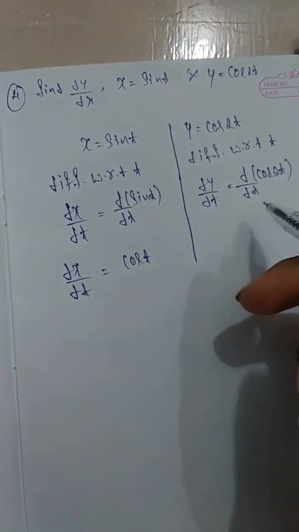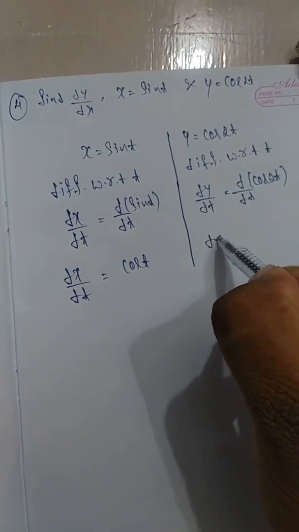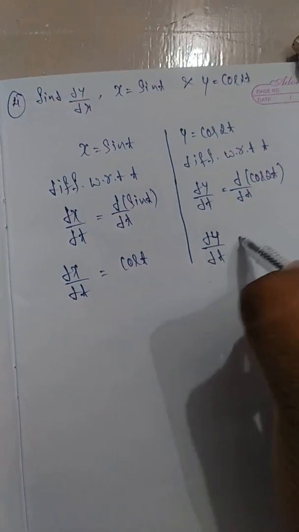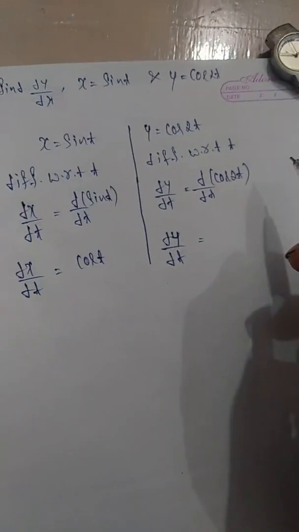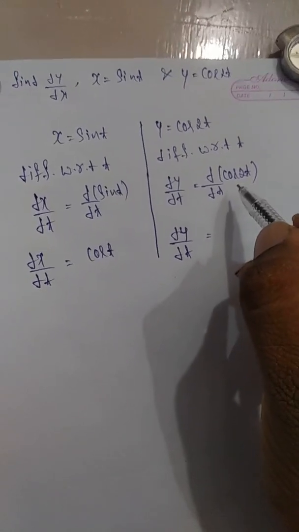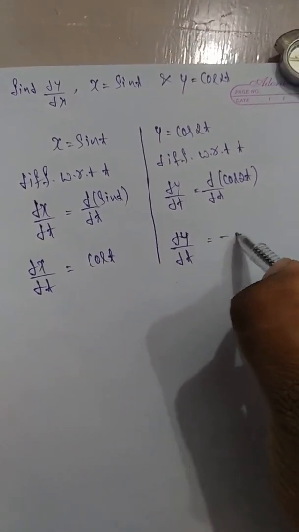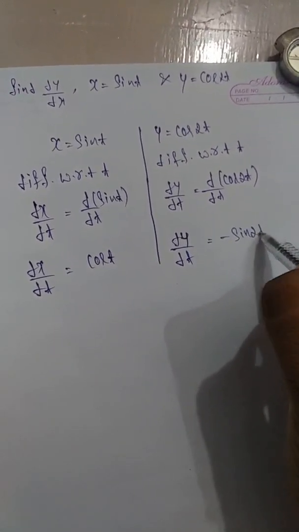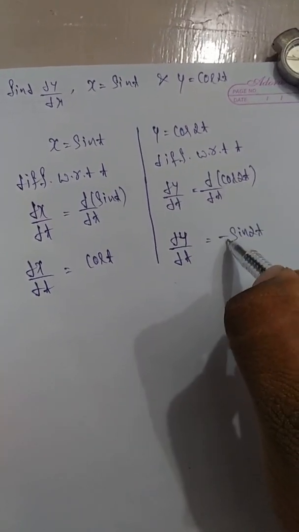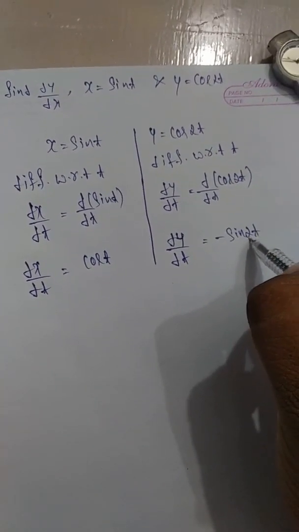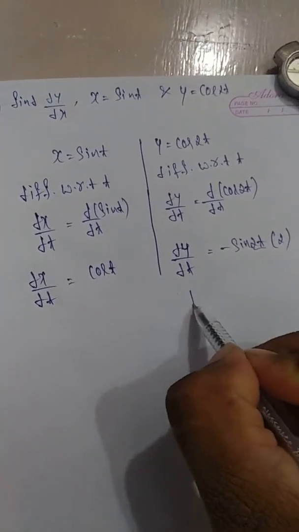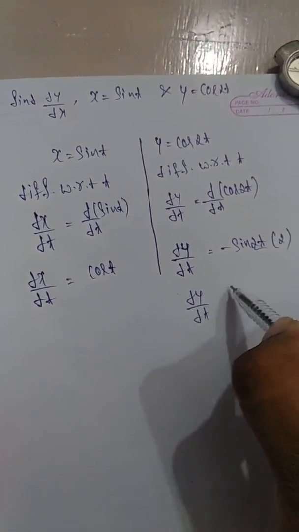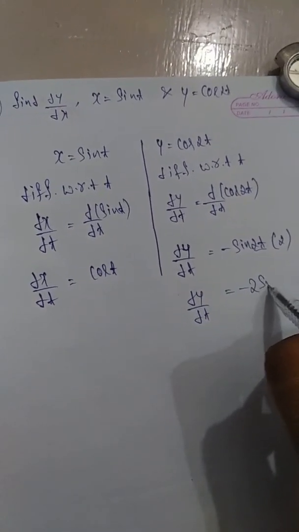Now dy/dt is equal to, here you want to apply the chain rule differentiation. The differentiation of cos 2t, the differentiation of cos is minus sin 2t. Again, you want to differentiate this 2t. What is the differentiation of 2t? It is 2. Now, dy/dt is equal to minus 2 sin 2t.